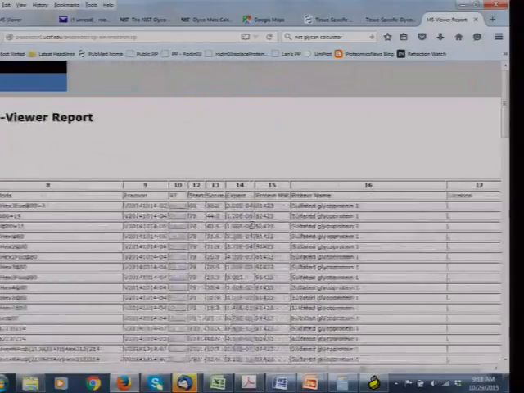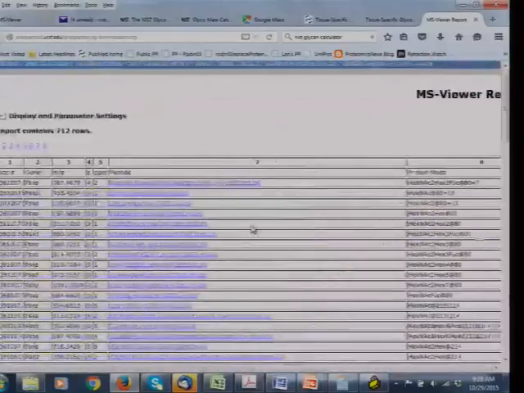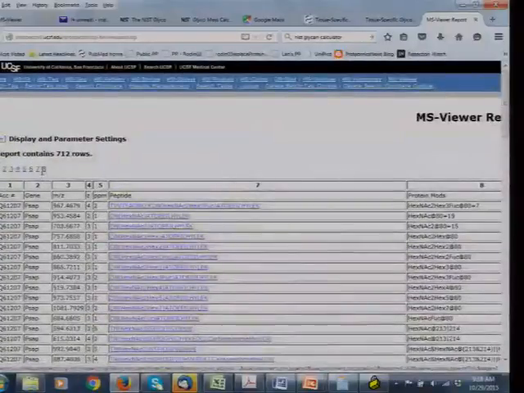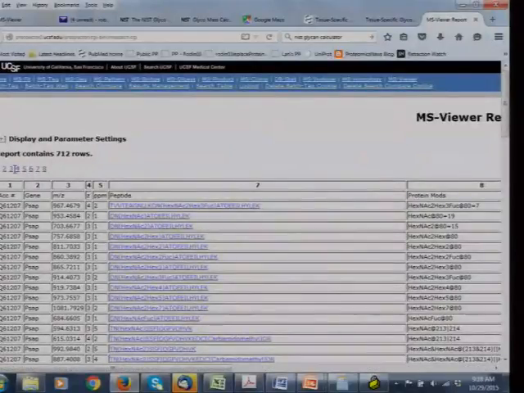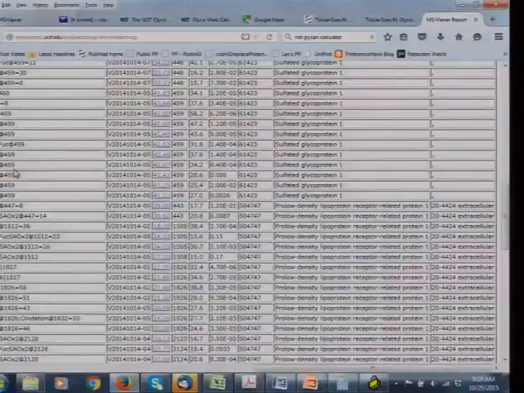So the top match here is sulfated glycoprotein. This report goes down. There's 100 on that page, and then another 8 pages of results. So we've got a very big summary table listing all of the glycopeptides we've identified from all the different proteins. That's the first protein. The second protein, LRP1, is pro-low density lipoprotein receptor related protein 1. Bit of a mouthful.